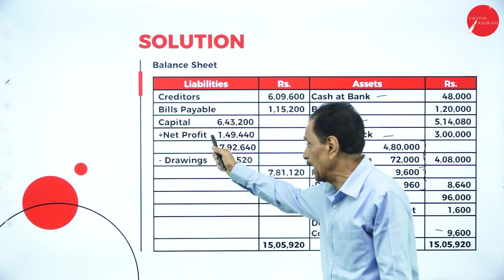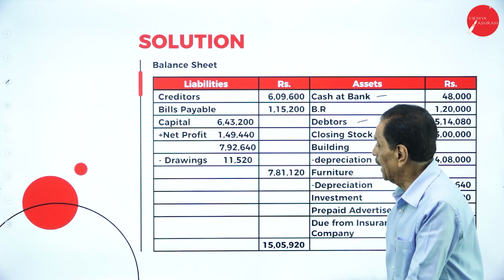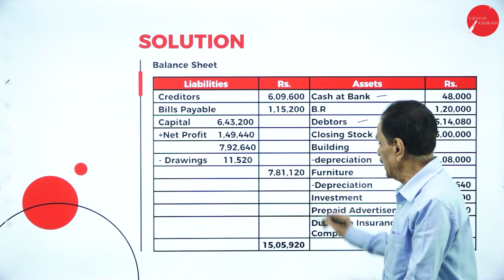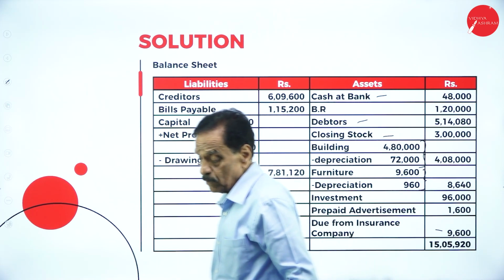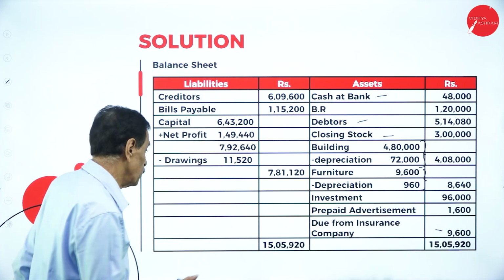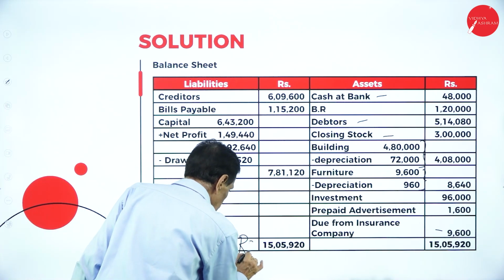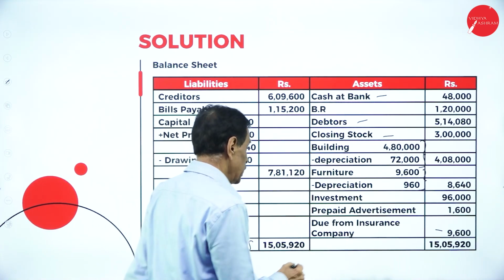We start with the capital. The profit should be added. Drawing should be deducted is 7,81,120. Total of the both side 15,05,920.